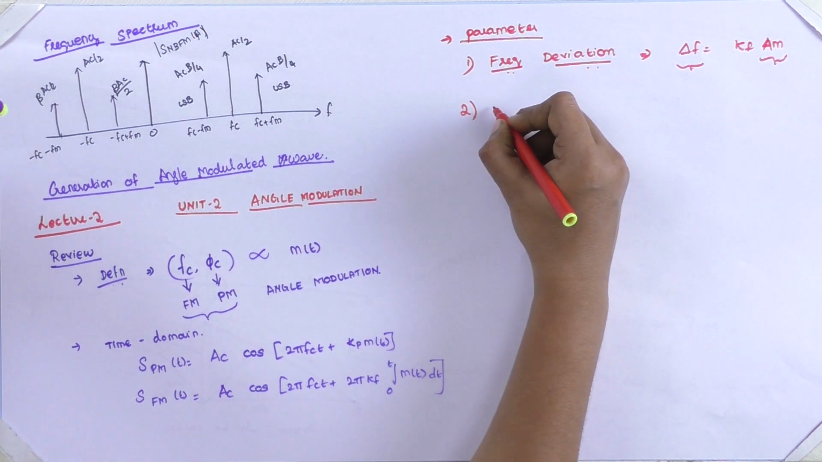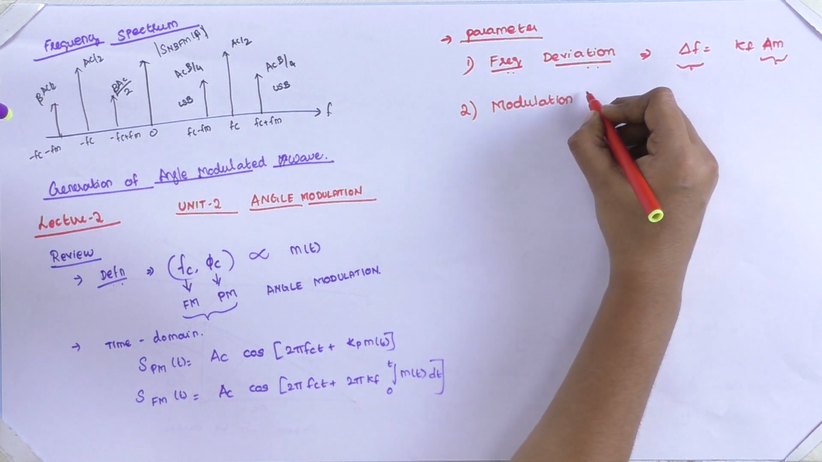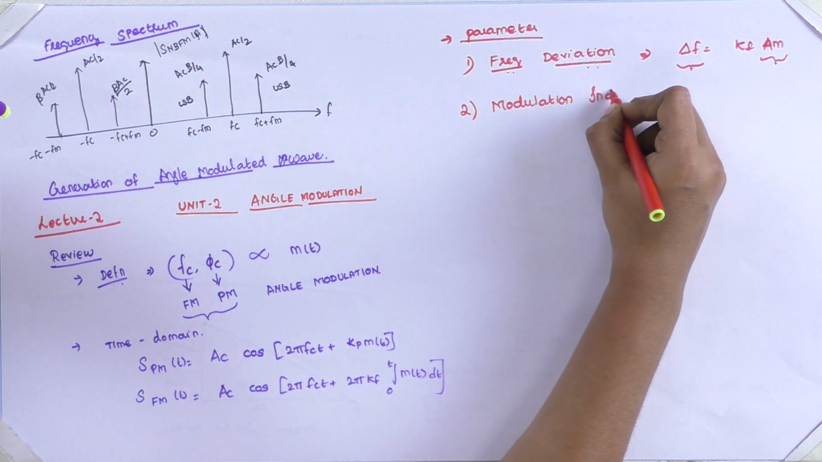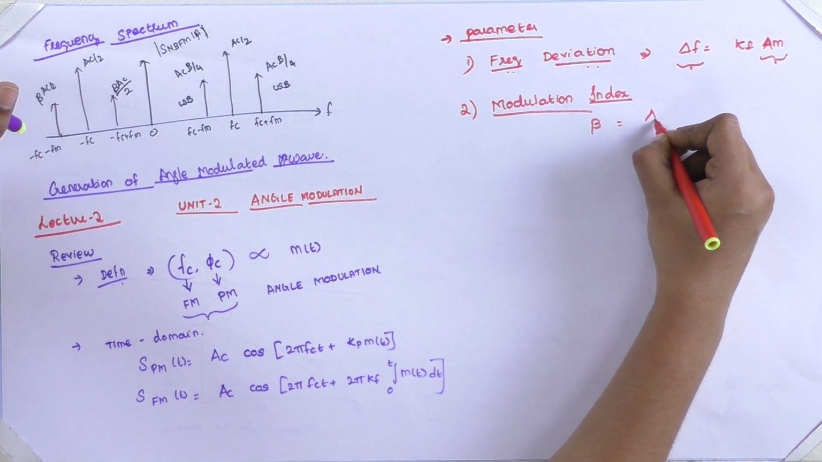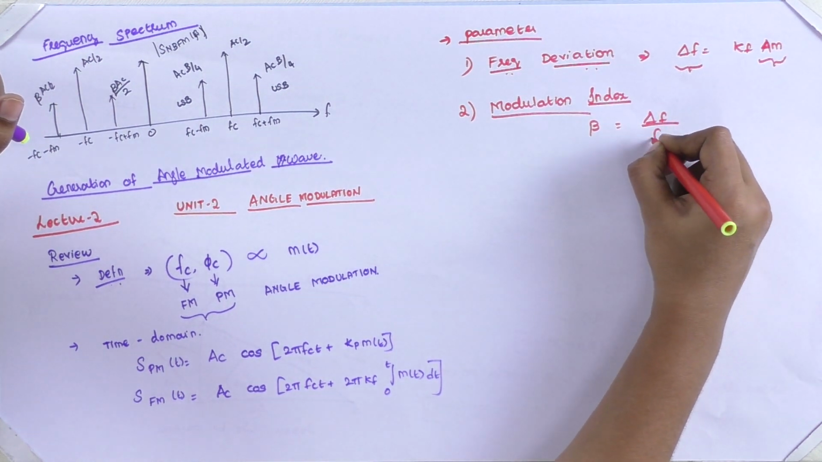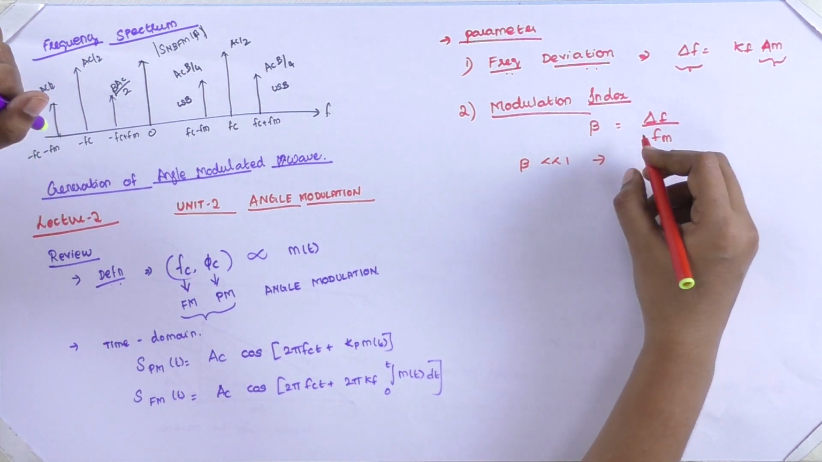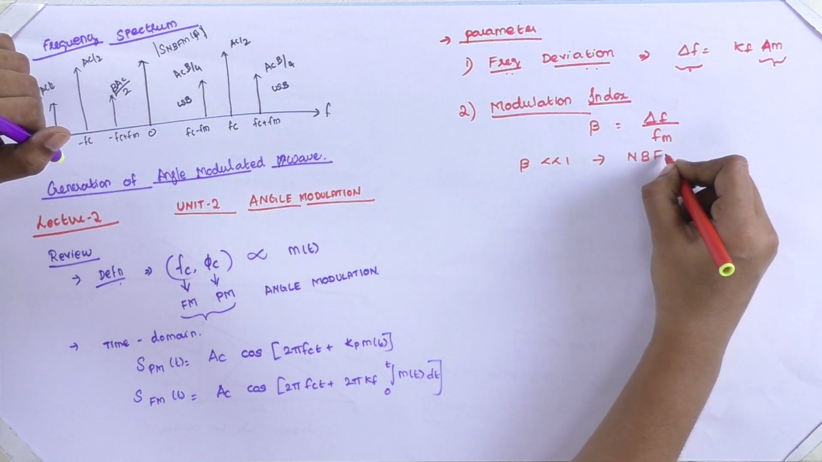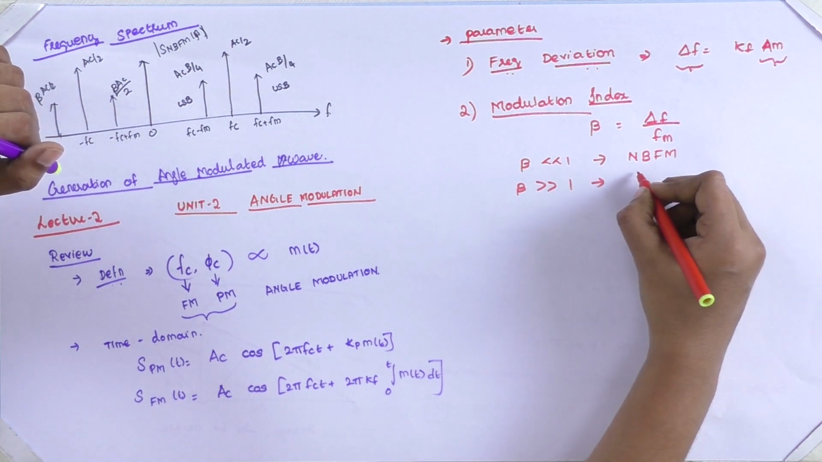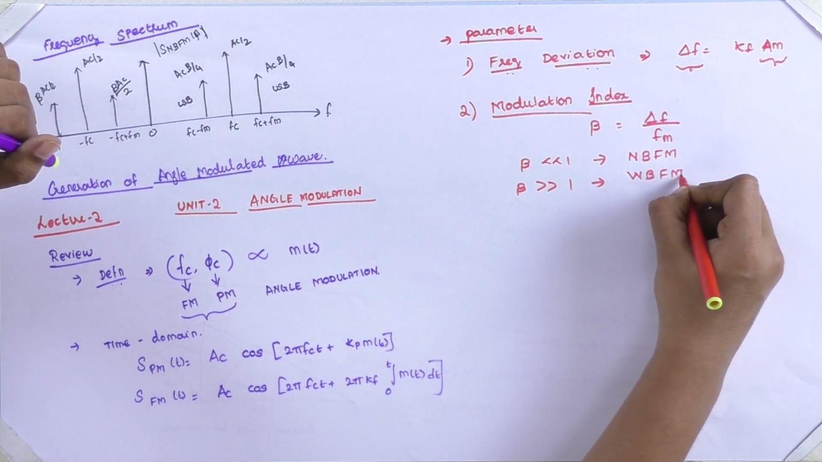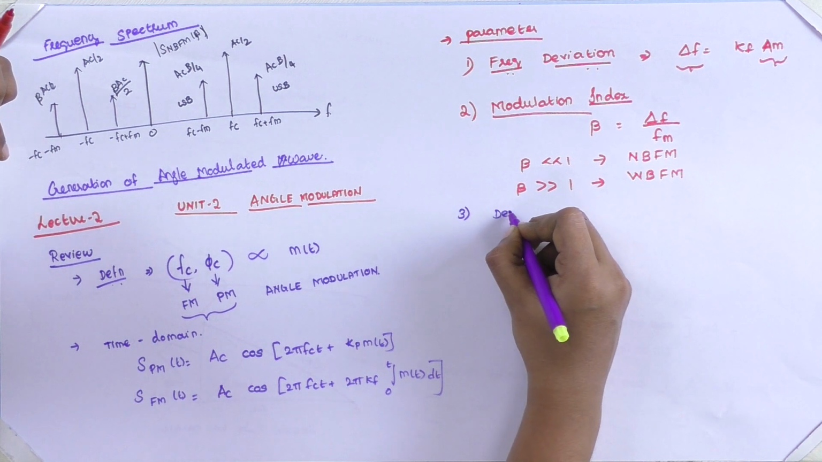Second important parameter is modulation index. We refer to modulation index here using beta. In the amplitude modulation chapter, we referred to modulation index using mu. Beta is equal to del f by fm, where del f is the frequency deviation. If beta is less than 1, then we characterize that type of modulation as narrow band frequency modulation. If the modulation index beta is greater than 1, then we characterize that kind of modulation as wide band frequency modulation.